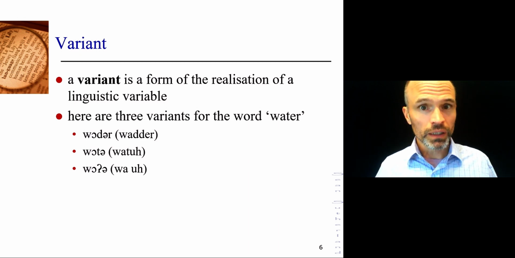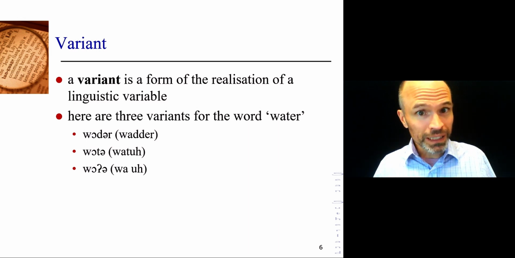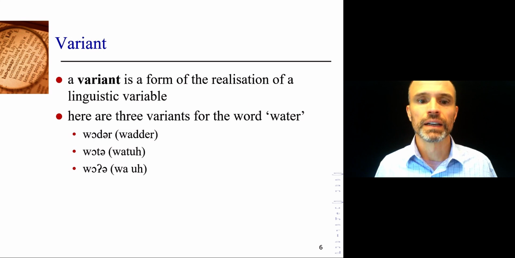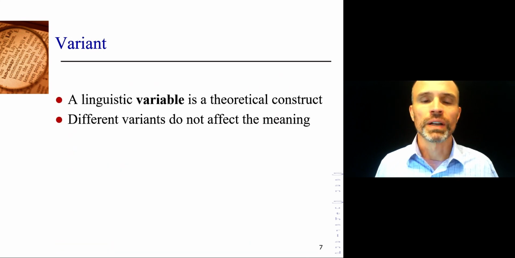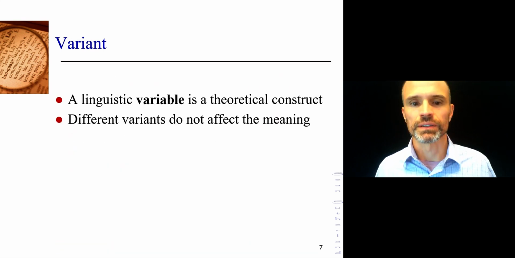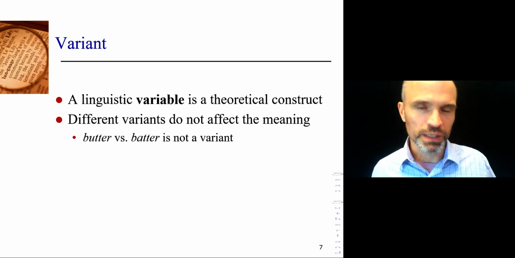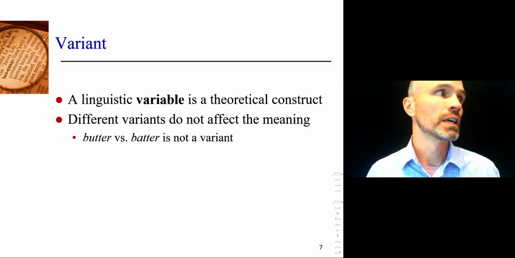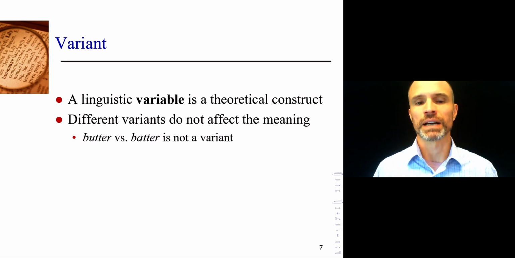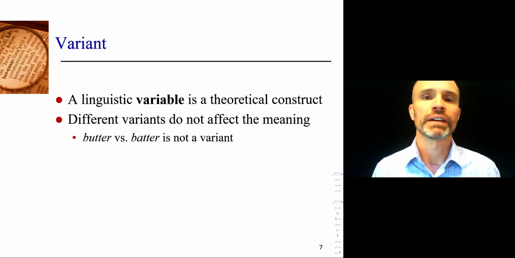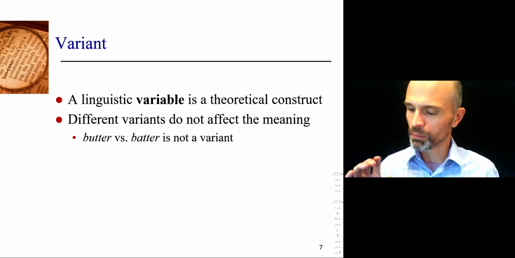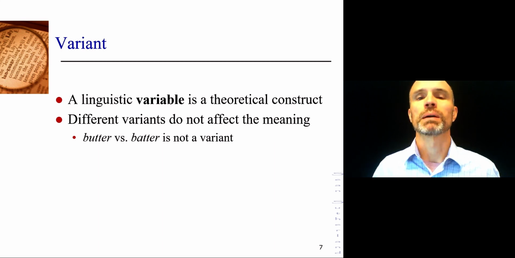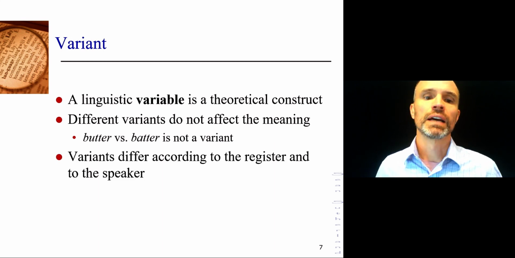So the variable is the one that has possibilities. The variant is the one that you use or the one that you're studying. We're not talking about meaning differences, right? Just to make sure, sometimes people overgeneralize this. Butter versus batter, or for me, more realistically, I would pronounce them butter and batter. That's not a variant, that's just a different word. We're talking about when people are using the word to mean the same thing, but are pronouncing it differently.